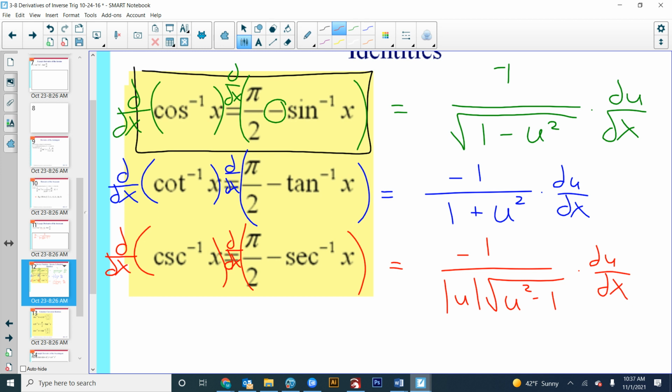So, if you are a person that likes to rewrite your notes, write them all down. You could write out all 6 right now. Derivative of sine inverse, 1 over the square root of 1 minus u squared times du dx. Derivative of cosine inverse, negative 1 over the square root of 1 minus u squared times du dx. Derivative of tangent inverse, positive 1 over 1 plus u squared times du dx. Derivative of cotangent inverse, negative 1 over 1 plus u squared times du dx. Secant inverse's derivative. Cosecant inverse's derivative.